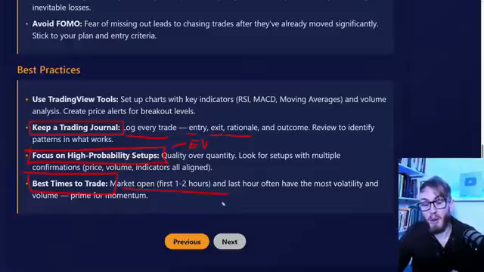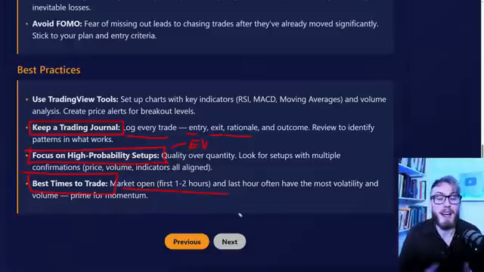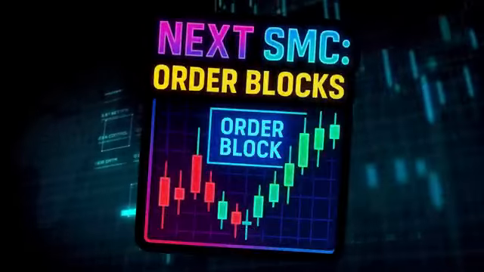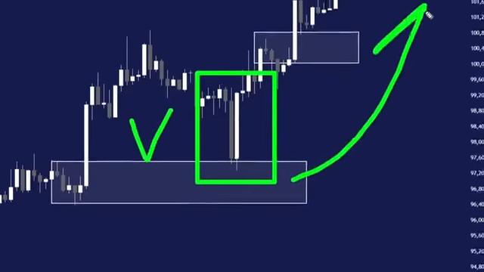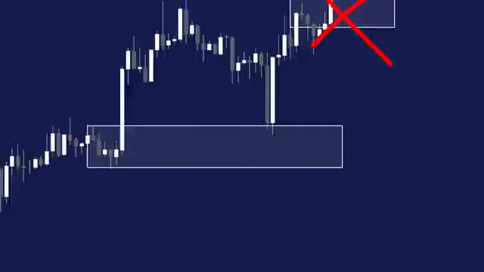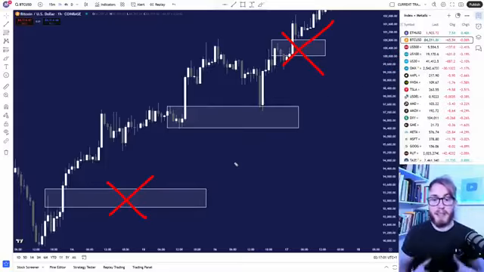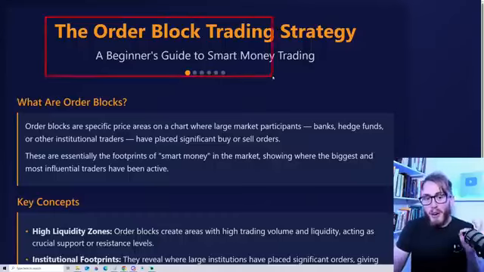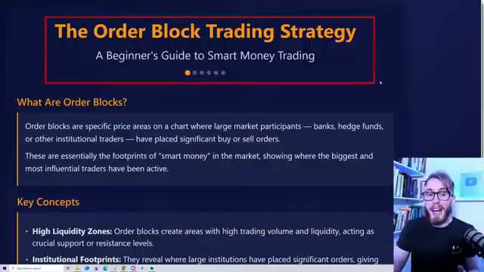But this can both increase the risk and the reward. Why did this order block work perfectly while this order block and this order block completely failed? Well, in this video, guys, we are finally taking a look at order blocks. This is something many of you guys have been asking about.